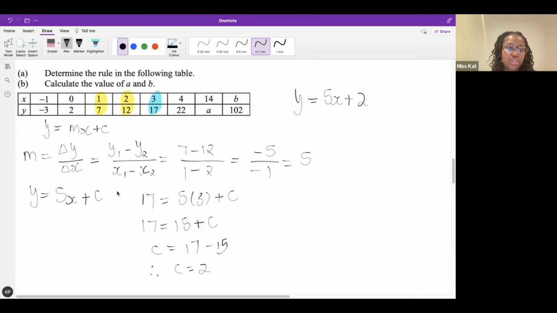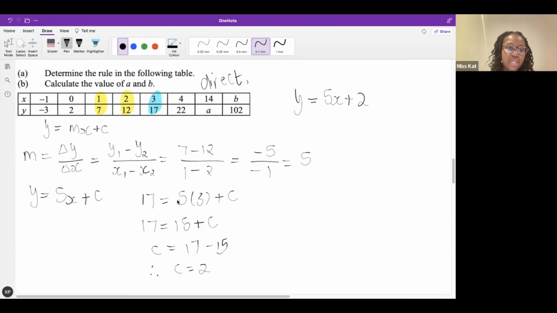Is this direct or indirect proportion? Does anyone know how we determine it? It is direct proportion because as one value increases, so does the other. Okay, direct means when x increases, y also increases. So let's look. 0, 1, 2, 3, x is increasing, right? And then let's look at y. 2, 7, 12, 17, y also increases. So that makes this a direct proportion graph.